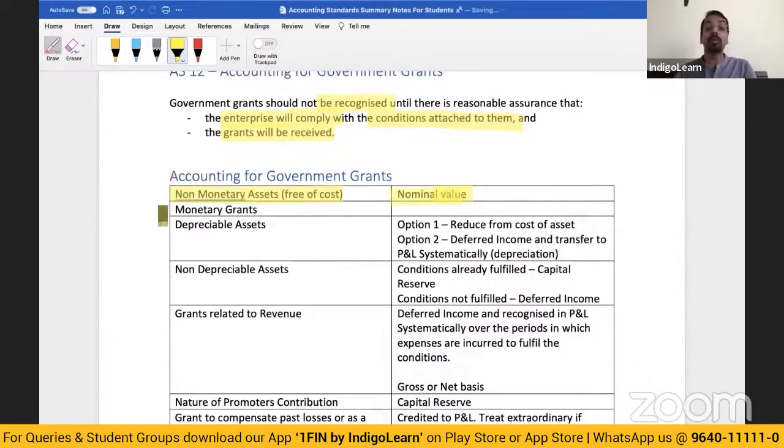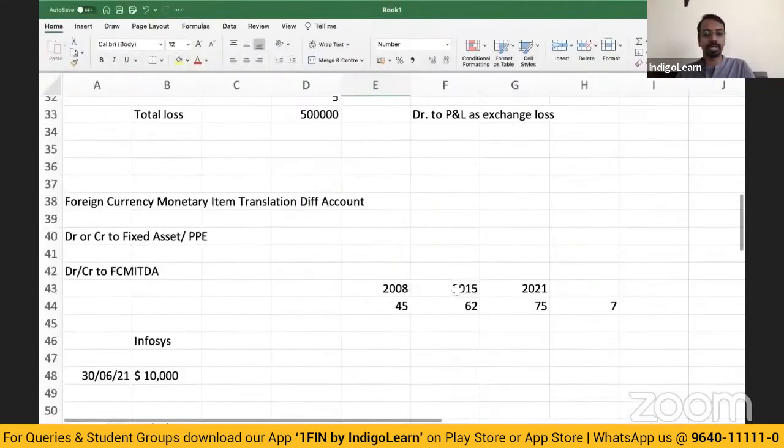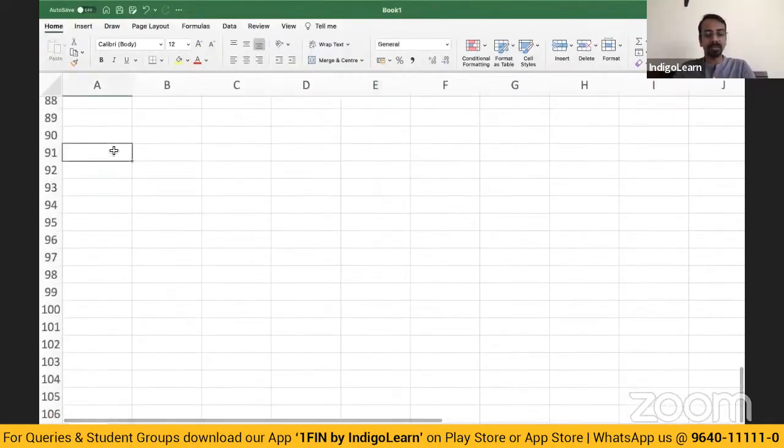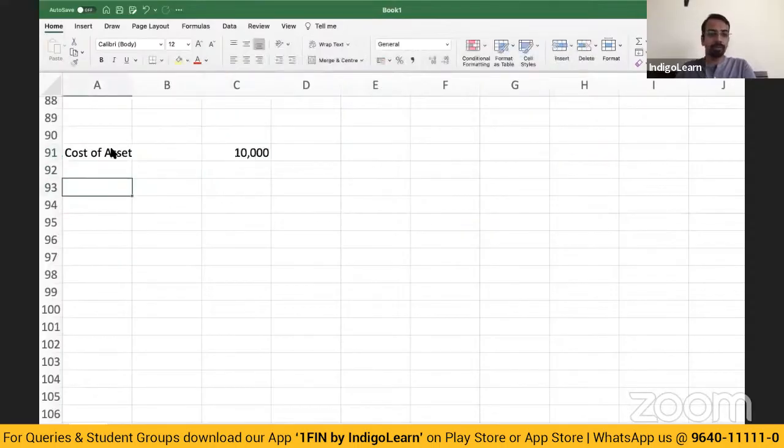Then there could be monetary grants, actual financial resources being transferred. Now for this, we have to discuss under different heads. One is with respect to depreciable asset. How should we account for this? Option number 1, reduce it from the cost of asset. Let me just write entries for this. Cost of asset is 10,000. I'm purposely taking a lower number. Grant receivable or received is, let us say, 6,000. Two options. Option number 1, reduce it from the cost of asset.